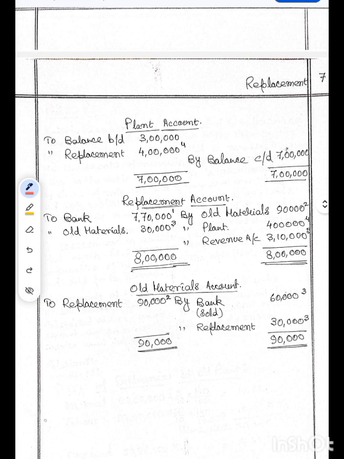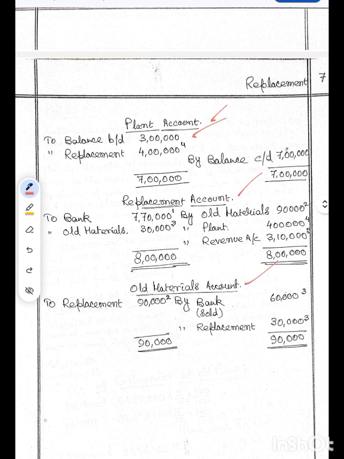These are mainly the 3 ledgers we have to do for the replacement entries. First is the plant account, the replacement account, and the old materials account. In the plant account, we know that our old plant costing was 3 lakhs in our books, so the balance brought down is 3 lakhs.